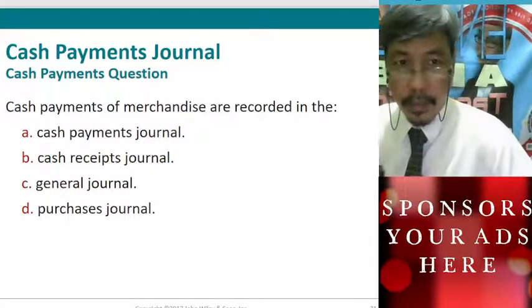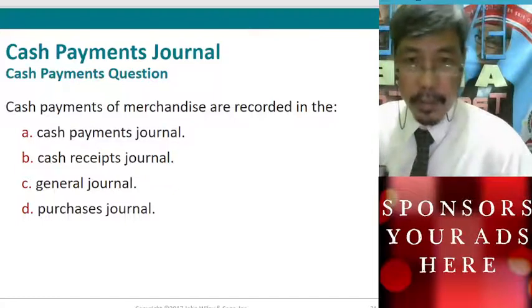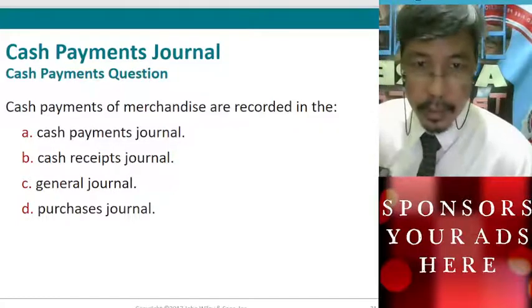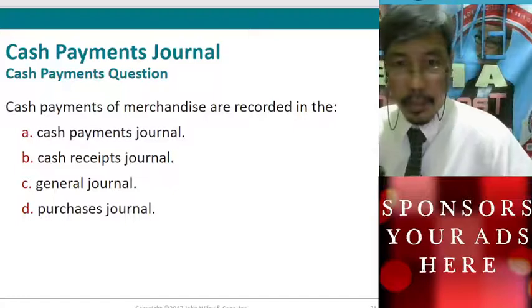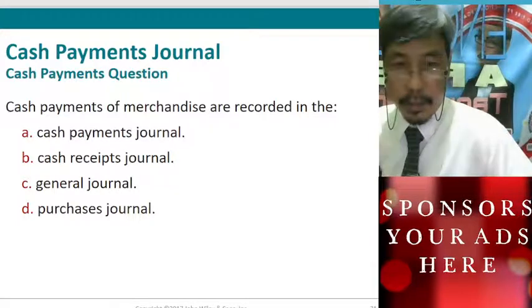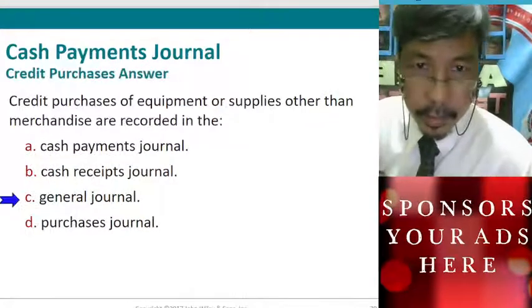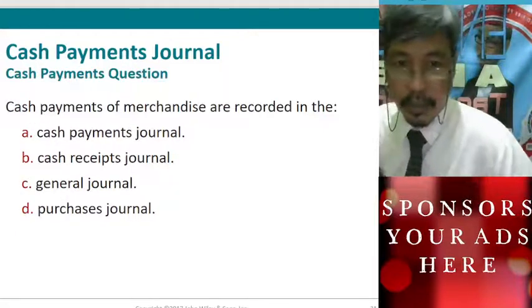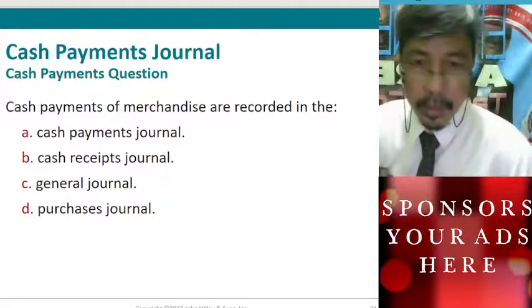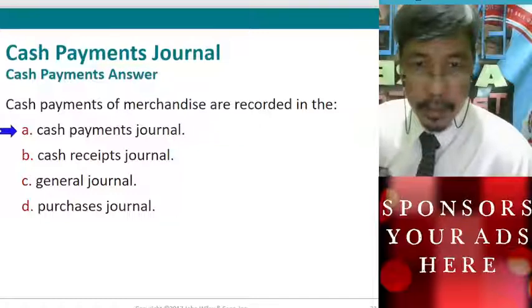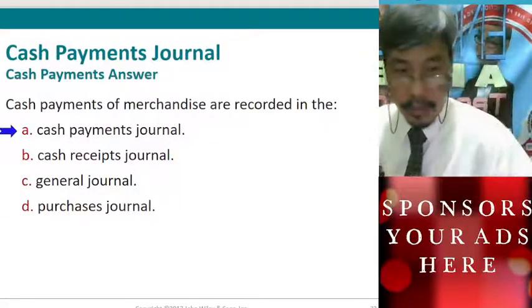Cash payments of merchandise are recorded in the A. Cash payments journal, B. Cash receipts journal, C. General journal, D. Purchases journal. So credit purchases, general journal. Cash payments? That is the cash payments journal.